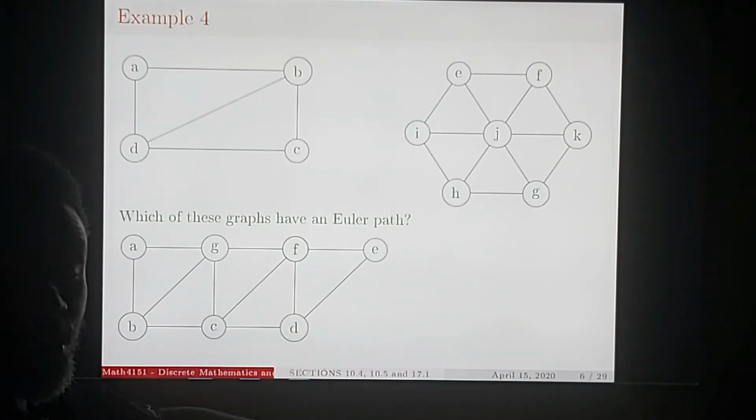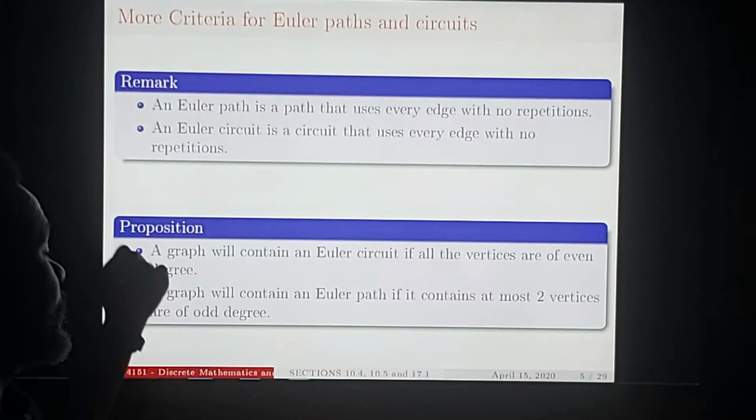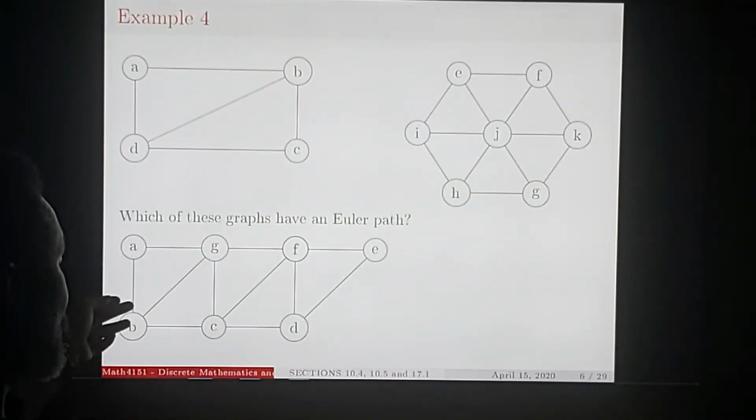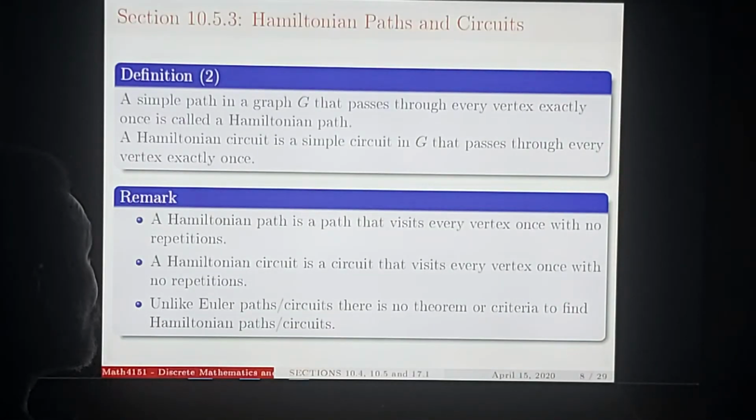Because you must have all the vertices being of even degree. Remember? So here you have 2, you have 3, so no, it doesn't work. Okay, ladies and gentlemen, that is it for Euler circuits and Euler paths.